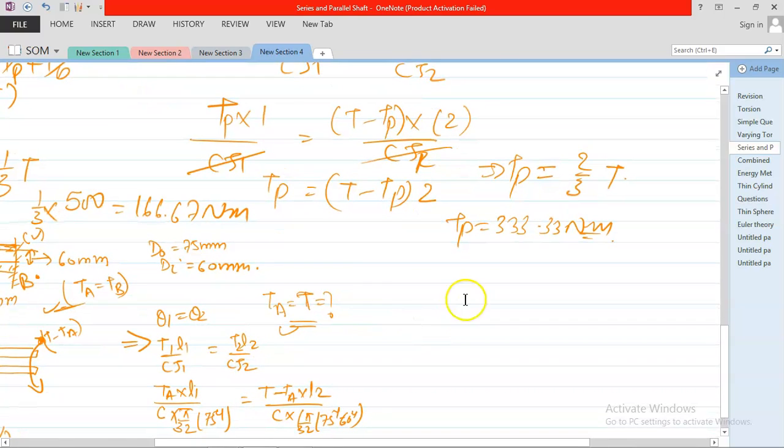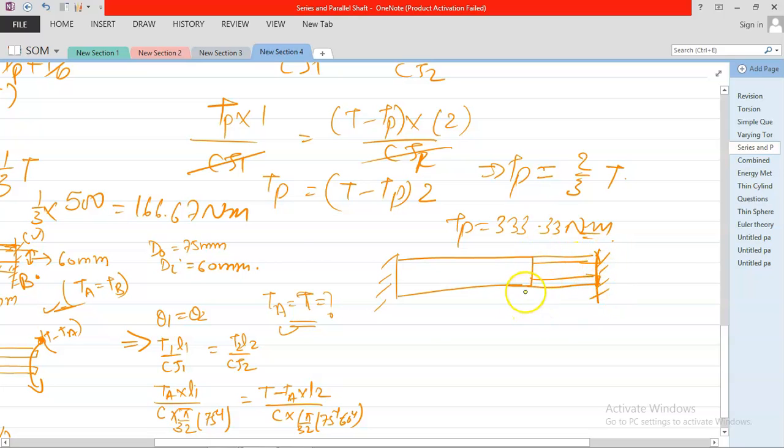Now J has changed. For here the J is pi by 32, 75 raised to the power 4, and here it is C into J2, pi by 32, 75 raised to the power 4 minus 60 raised to the power 4.